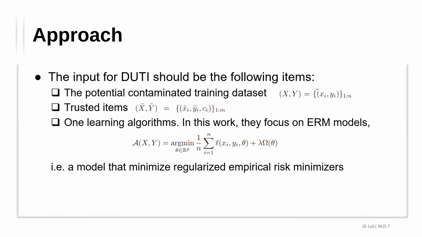So here we have M examples. The M should be less than N. And we also have one learning algorithm, the machine learning model. In this work, they focus on ERM models, which are regularized empirical risk minimizers. So here, theta is the parameters of the model.